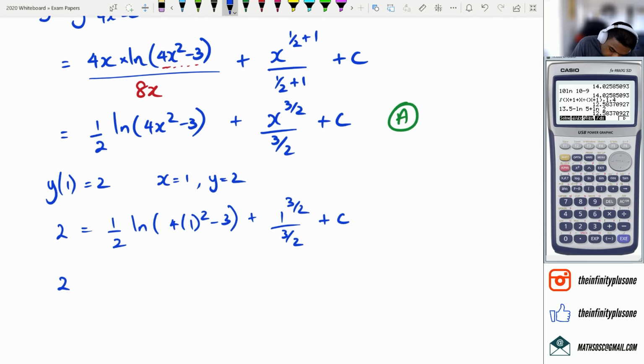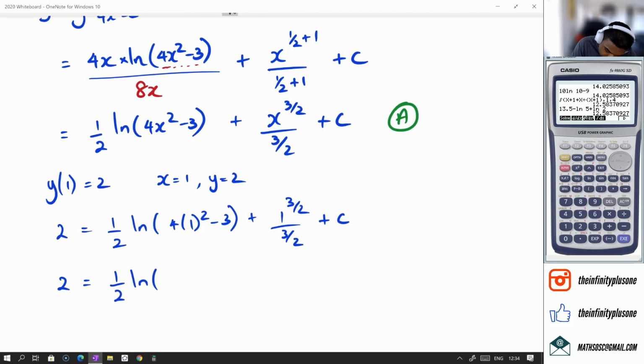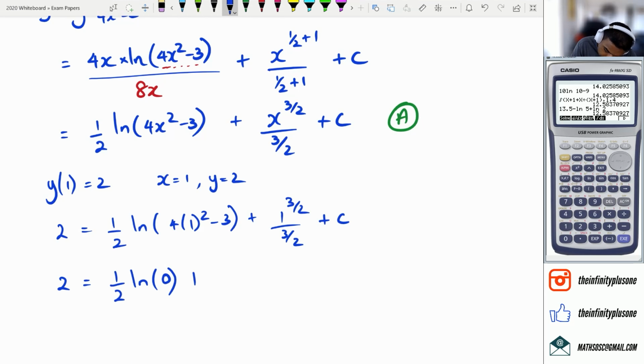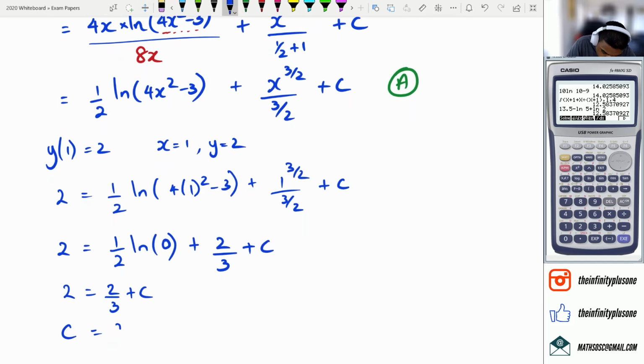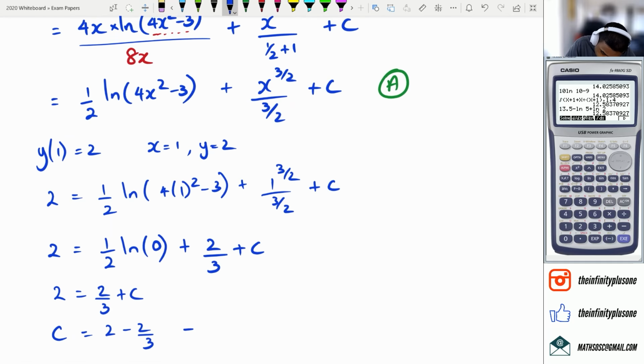So we're going to get 2 equals a half ln of 4 minus 3, which is just 0, plus 1 over 3 over 2, which is 2/3, plus c. So we're going to get 2 equals 2/3 plus c, and we can say that c is equal to 2 minus 2/3, which gives us 4 over 3.